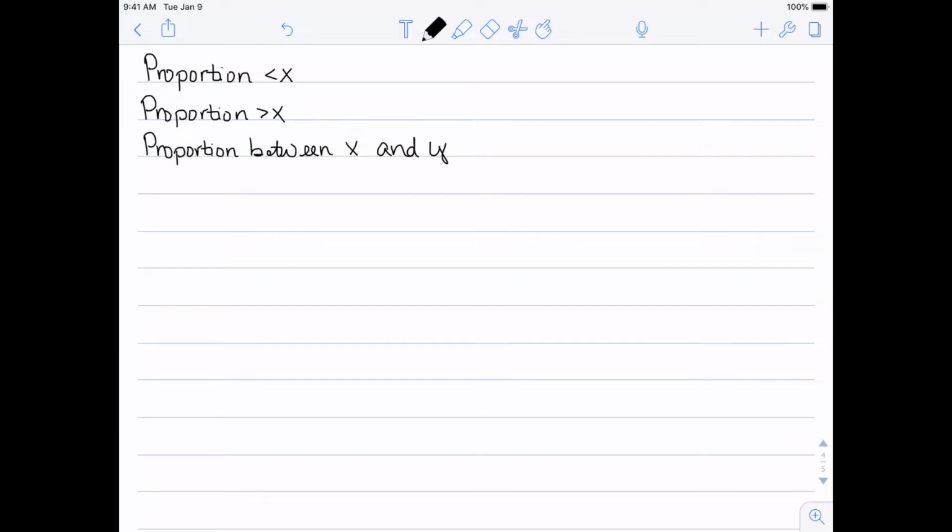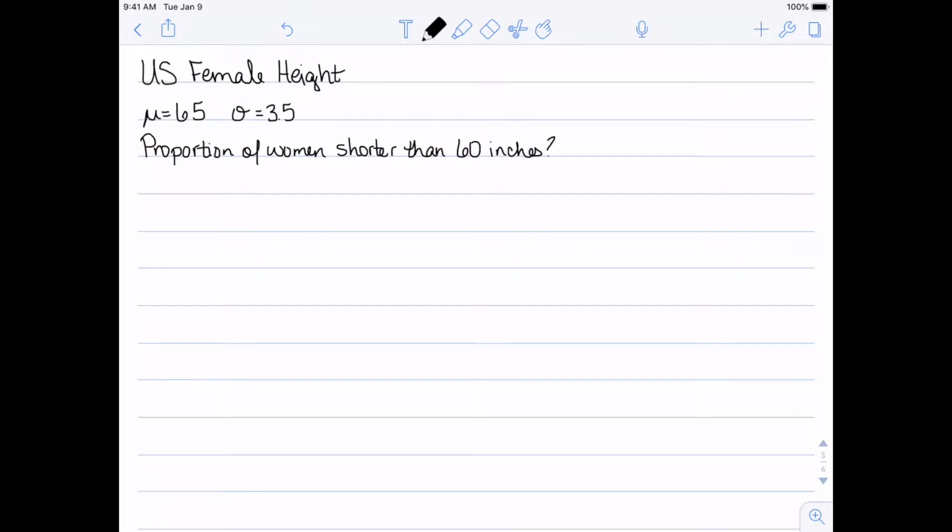In order to show us how to do these, we're going to go through an example. I'm going to go back to my example of US female height. We know the mean is 65, standard deviation is 3.5, and I want to know what proportion of women are shorter than 60 inches. My first advice on all of these types of problems is to start by drawing a short picture of exactly what we want. The way we do that is we draw a rough sketch of a normal curve. The mean of 65 is right at the center, so 60 is going to be somewhere over here to the left. We want shorter than 60 inches, so we want everything less than 60.